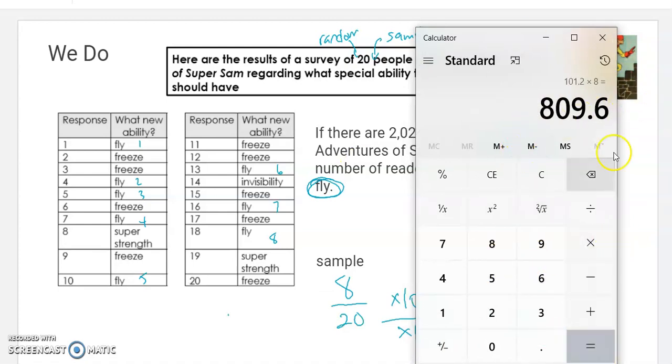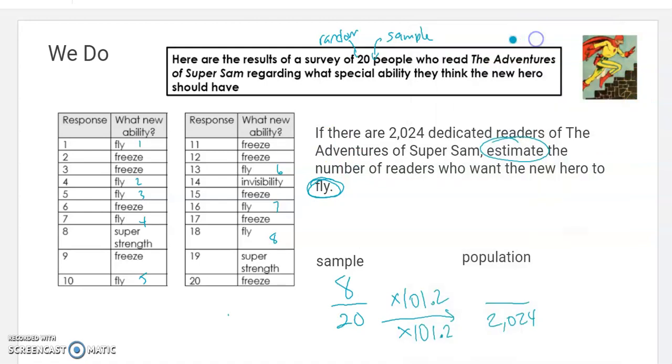So got a decimal, right? So obviously I'm not going to have that exact number of people because you can't have a fraction of a person. But remember, this isn't the actual number of people that are going to do this. This is a prediction or an estimate. So it's okay to leave that, even though it's obviously impossible for 6/10 of a person to do that. So we would expect somewhere around 809, 810 people-ish. It may not even be exactly one of those, because remember, this is an estimate, not an exact number, but probably somewhere around 810 people to want the new hero to fly.